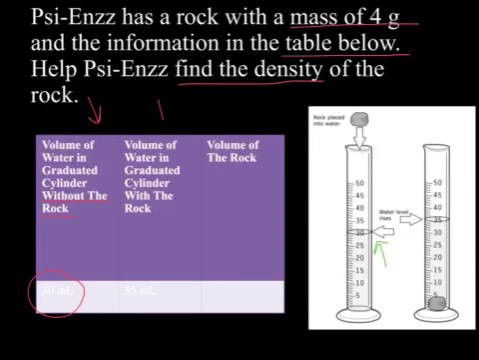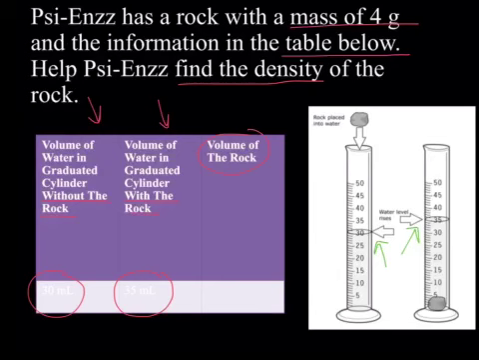Now let's look at the second column. Volume of water in graduated cylinder with the rock. So right here during the experiment, science places the rock into the graduated cylinder and the level of water rises to 35 milliliters, which is exactly what you see right there. So can you help science find the volume of the rock right now?